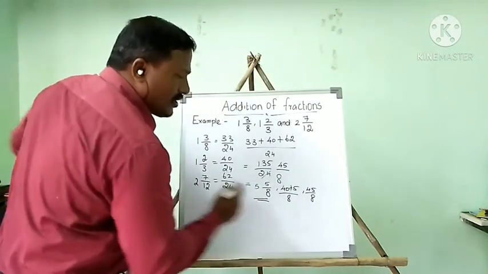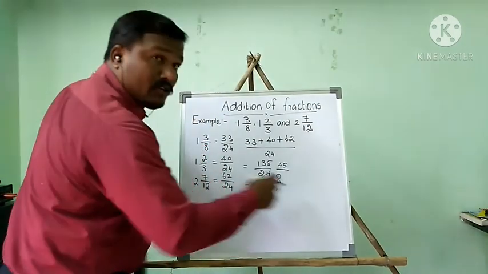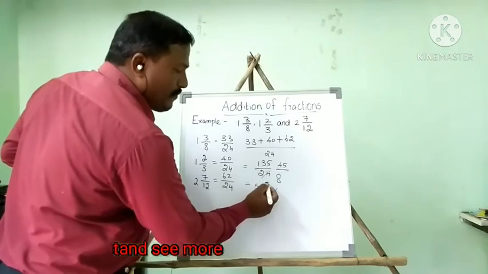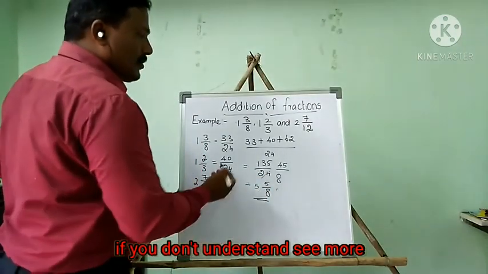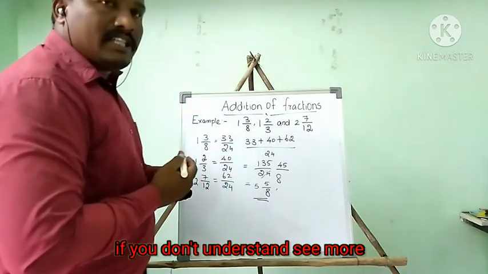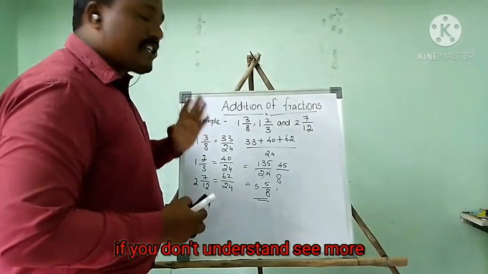This is the answer. We don't write it like this, but for your reference I wrote it here, but the answer is 5 5 upon 8. It's a mixed fraction. So now we can add this kind of fraction easily. I hope, students, you understand how to add mixed fractions.